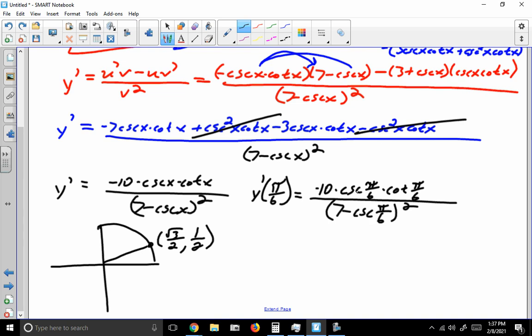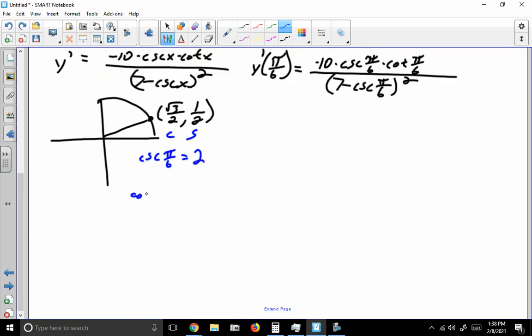Cosecant is the reciprocal of sine. So if sine is 1/2, then cosecant is 2/1 or 2. Now cotangent is x over y, so cotangent would be √3/2 over 1/2, or times the reciprocal. So cotangent would be √3.